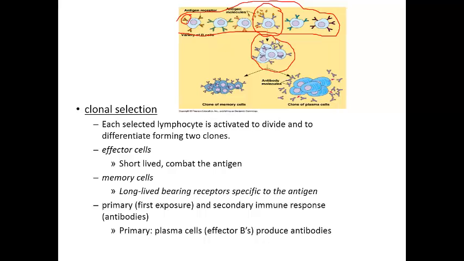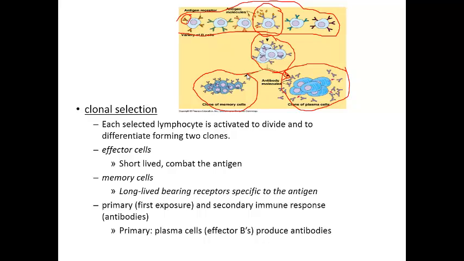Two kinds of clones are made. One kind is called the effector cell. Effector cells are short-lived. They are used immediately within the immune system. Memory cells are more long-lived. They remain in your bloodstream for weeks or months and are going to protect you if you have a second exposure to that antigen.